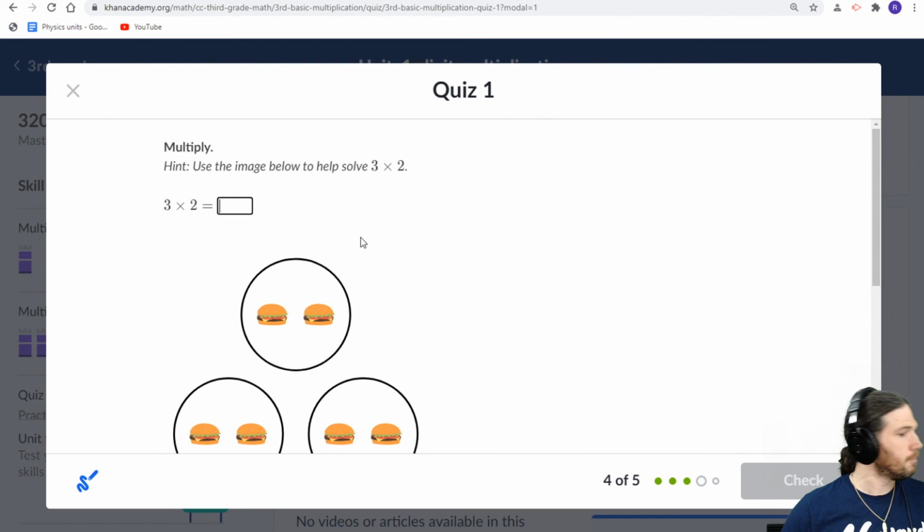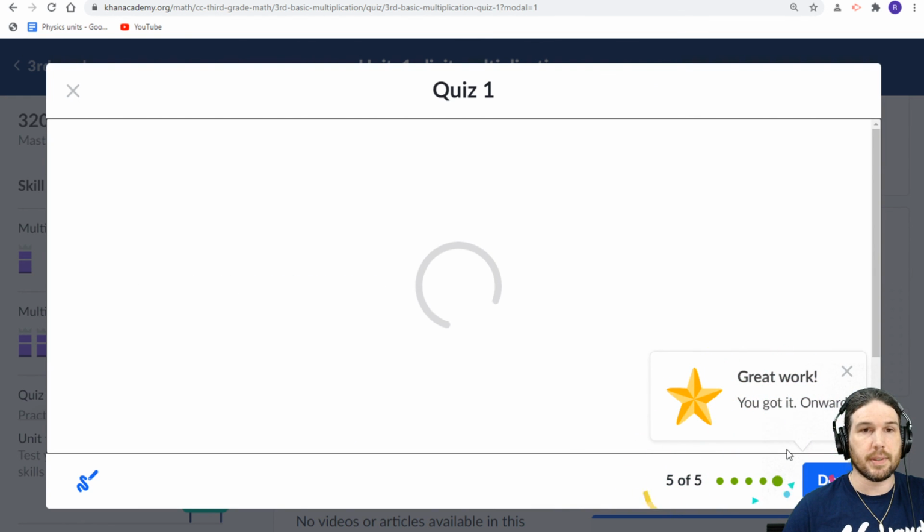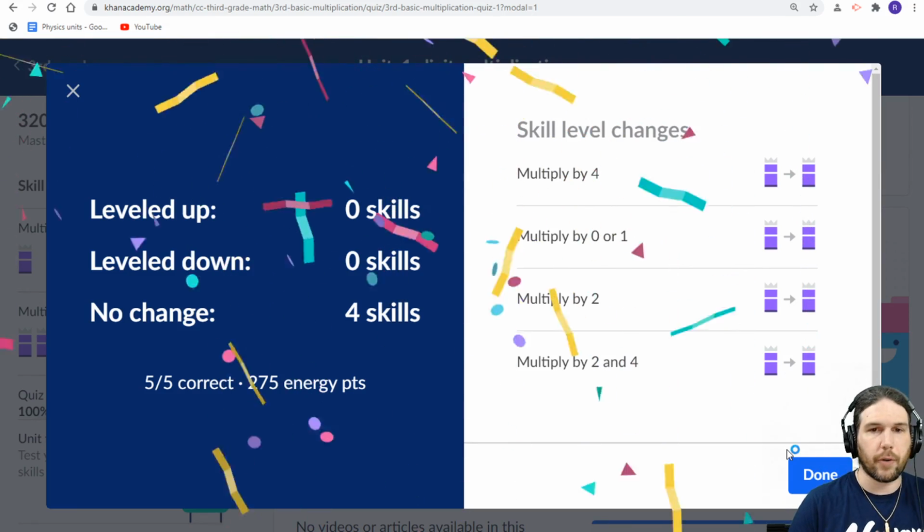That's 6 still. Anything times 0 is 0. 0 is kind of the great equalizer that way.